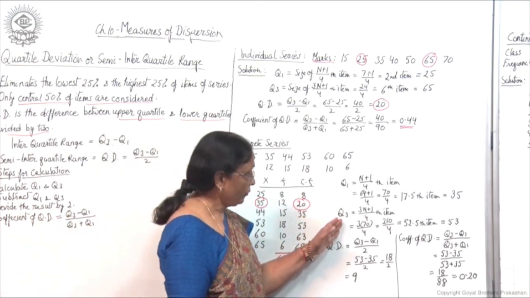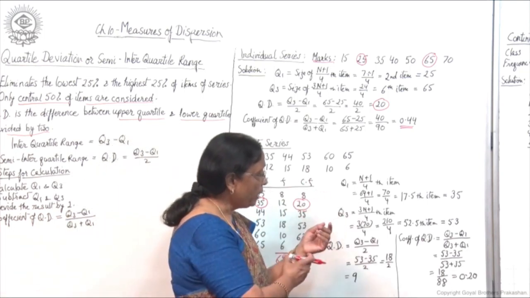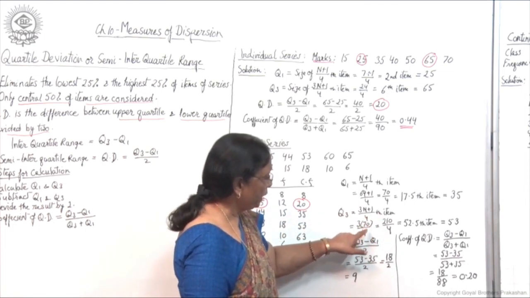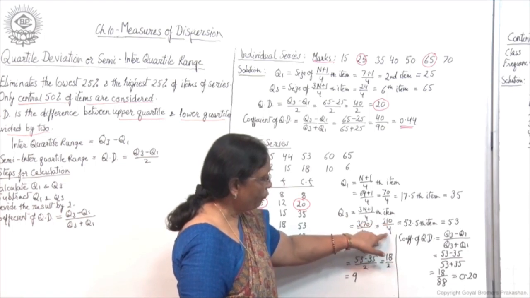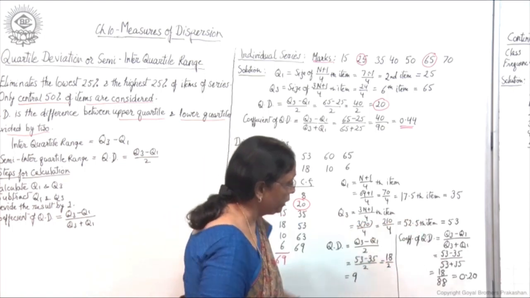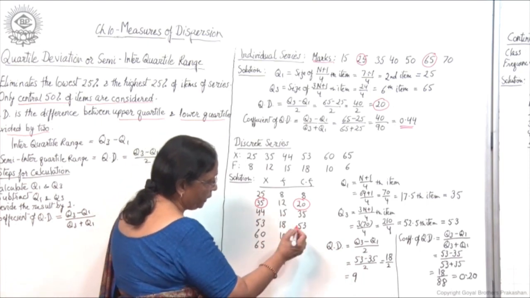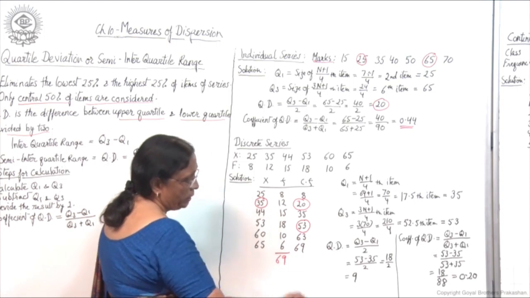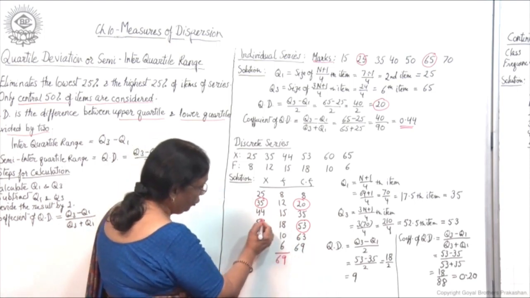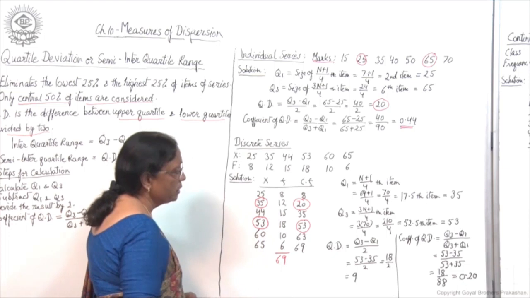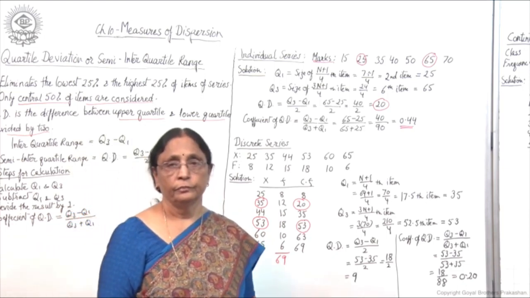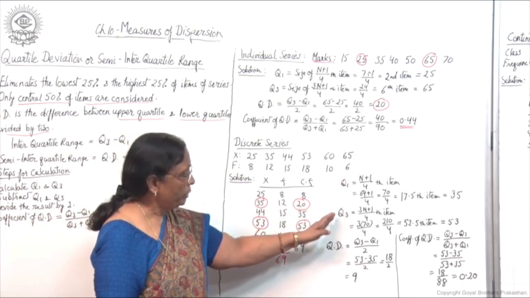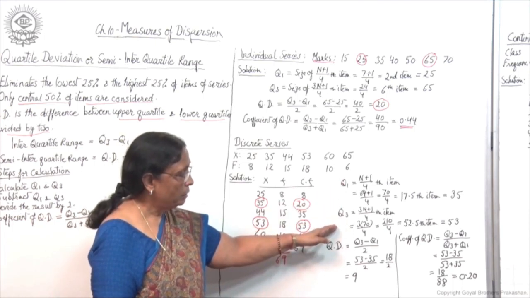Similarly Q3, 3n plus 1 upon 4th item, 3 into 70 upon 4th item, 210 upon 4, 52.5th item. Now the 52.5th item in this series is here, and in front of this we have this as Q3. Clear? So Q1 and Q3 you are going to calculate in this manner.